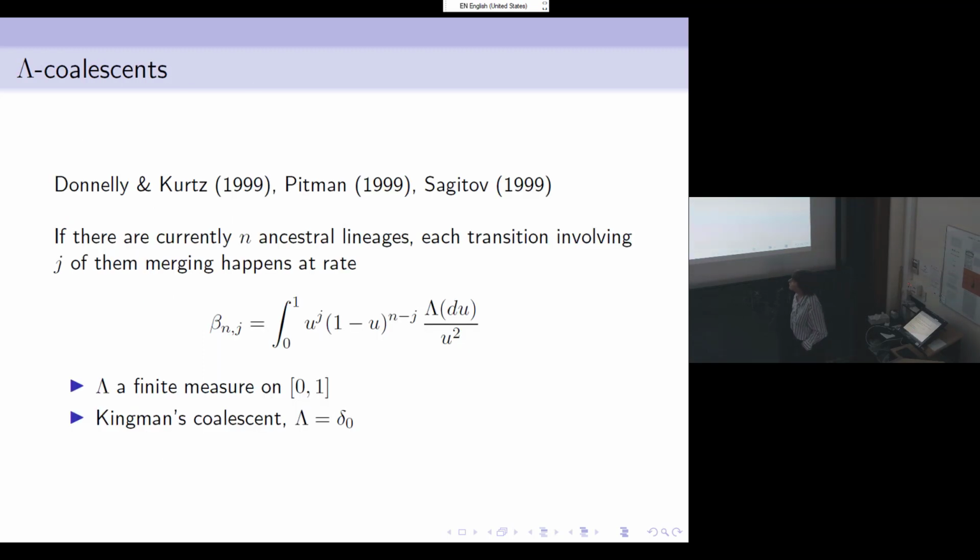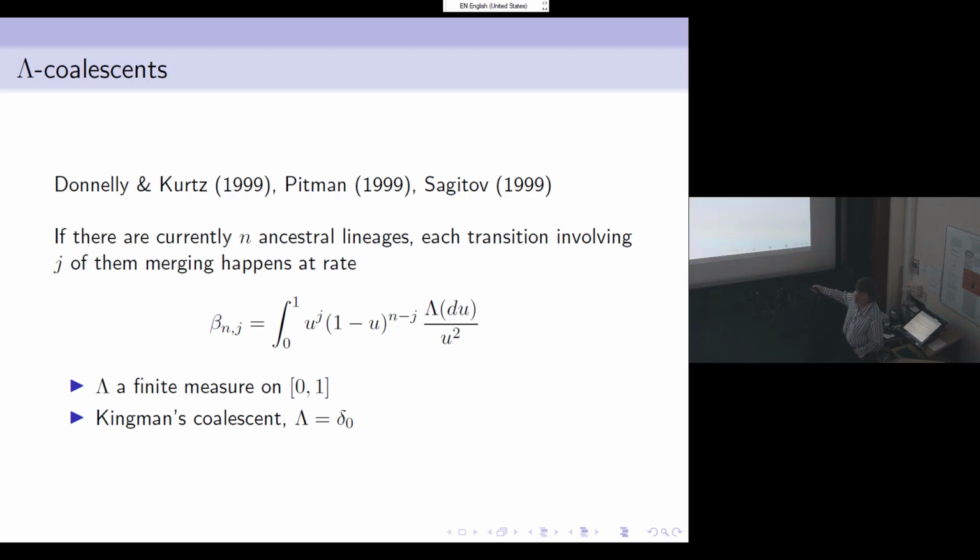And it turns out that this kind of coalescent process, which allows, notice that we have 3 lineages merging at the same time, this kind of coalescent process was written down by Donnelly, Kurtz, Pitman, and Sagitov all at the same time. This is the same paper in which Donnelly and Kurtz first wrote down the Lambda-Fleming-Viot process. And if there are currently n ancestral lineages, each transition involving a particular j of them merging happens at a rate that can be written in this way.